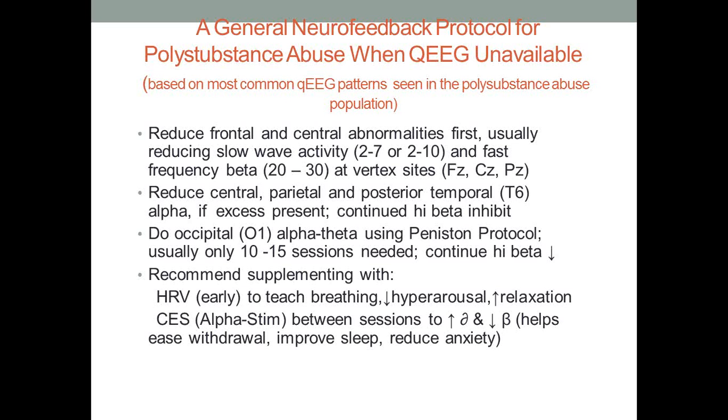I'd much rather see it go into the middle ranges where it's more cognitive functional ranges. And that way, if I keep that inhibit there, then what we're able to do is have what I call the safety valve. The occipital O1 alpha theta training, and then as well, again with a continued high beta inhibit.